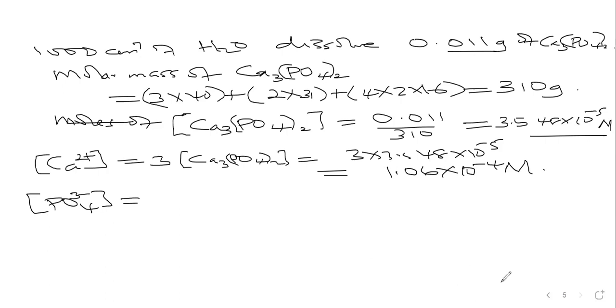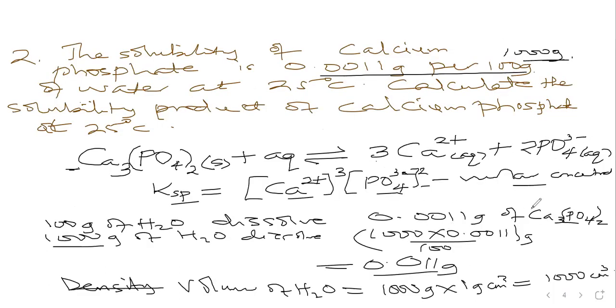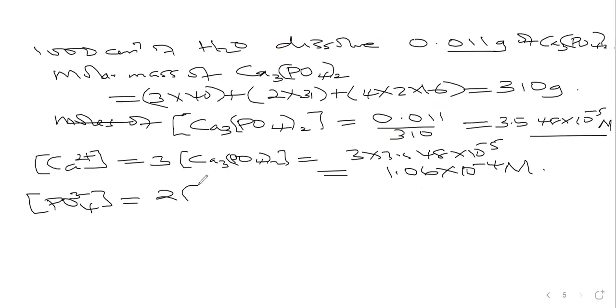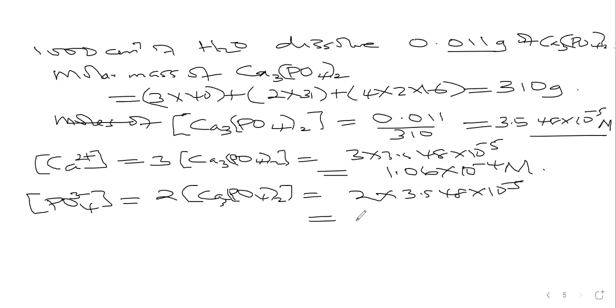Then concentration of phosphate ions will be, according to this equation, twice the same value. Mole ratio here is 1 to 2. So that will be twice concentration of calcium phosphate, which will be 2 into 3.548 exponent negative 5. So that one will give me which value? 7.096 exponent negative 5 molar.